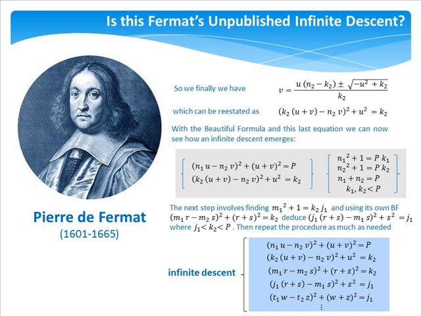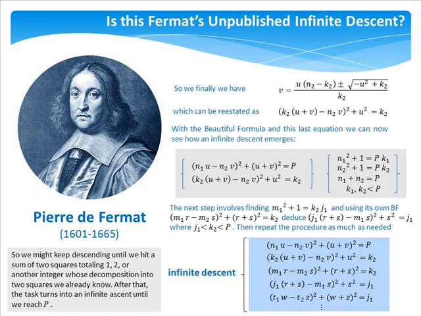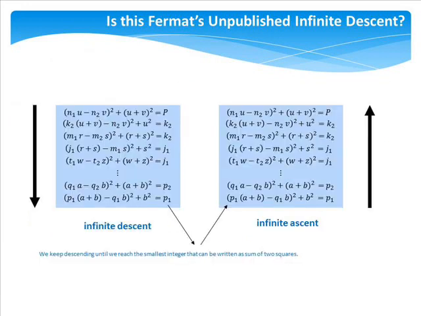Through this infinite descent, we might keep descending until we hit a sum of 2 squares totaling 1, 2, or another integer whose decomposition into 2 squares we already know. Once we reach the bottom, the task turns into an infinite ascent until we reach P. Here you see how the infinite descent and the infinite ascent involve the same equations.